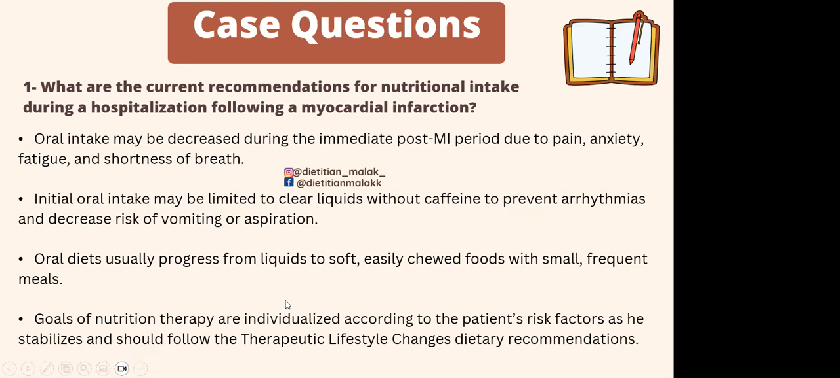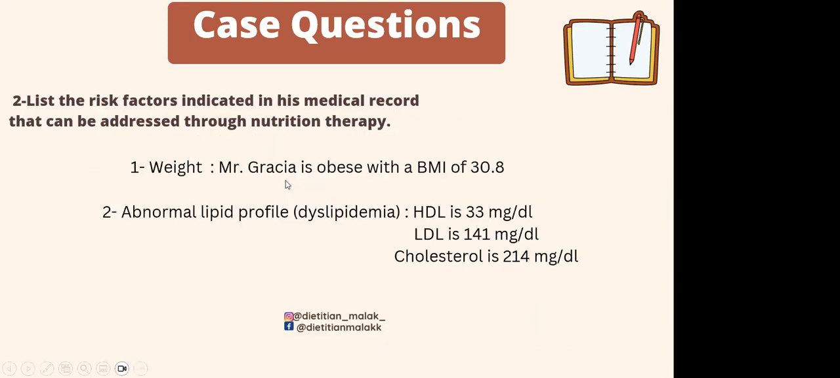All right. Next up, list the risk factors indicated in his medical record that can be addressed through nutritional therapy. The main issue here is the weight, yes, of course, but also we have an abnormal lipid profile. The main focus is really the abnormal lipid profile, because eventually, if you're fixing that, the weight issue is going to be changed. And it is not the main issue at this stage.